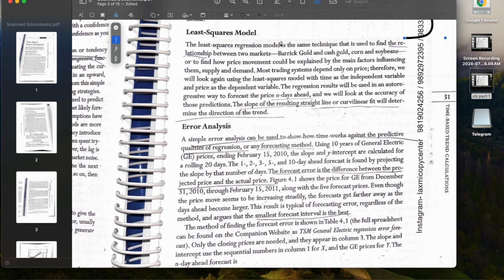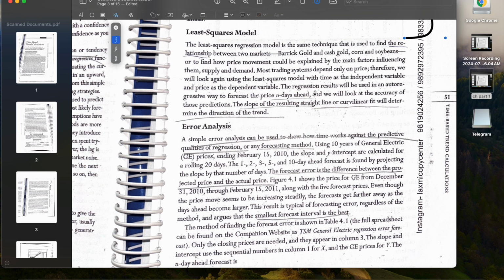Most trading systems depend only on price, therefore, we will look again using the least squares model with time as the independent variable and price as the dependent variable. Now, time is always considered to be independent. You remember the straight line equation, and price is going to be the dependent variable. Why? You have always seen that most of these models consider price, right? Most of the decisions we take are usually based on price. So due to that, we can say that price is dependent, price is always dependent.